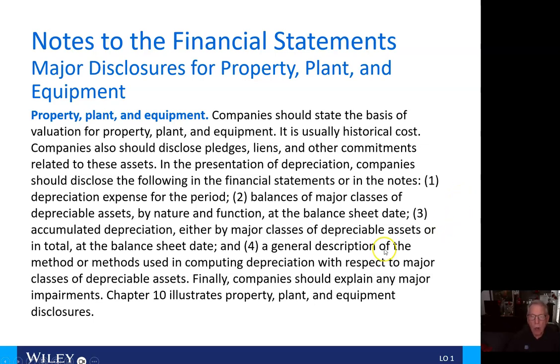And 4, here, a general description of the method or methods used in computing depreciation with respect to major classes of depreciable assets. Finally, companies should explain any major impairments. When we did Chapter 10, that illustrated property, plant, and equipment disclosures.